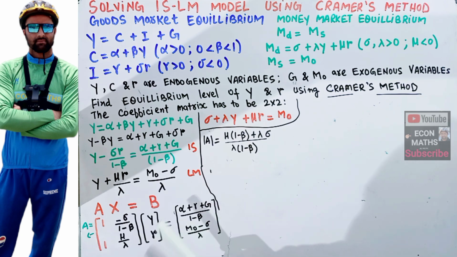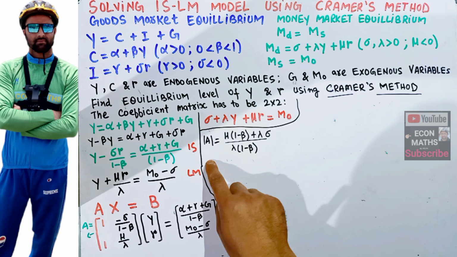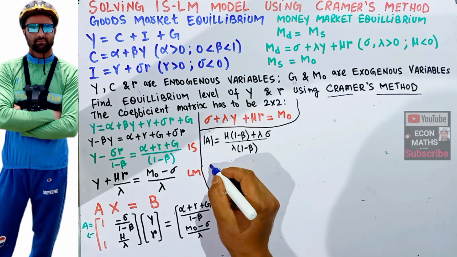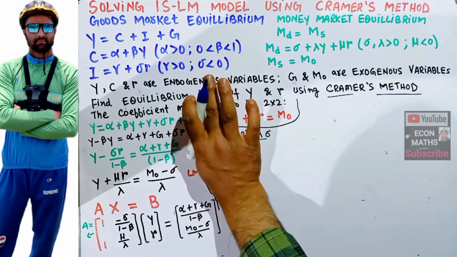Now to find the equilibrium level of income, we need to form a new matrix. Let us say that is A1. Let me write it here.